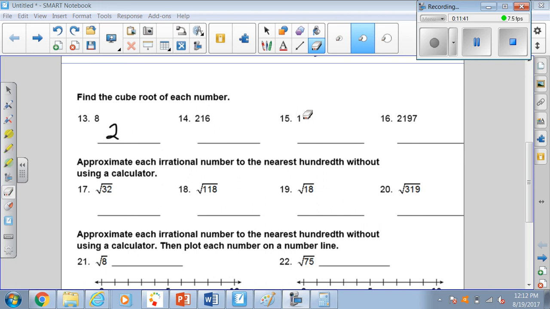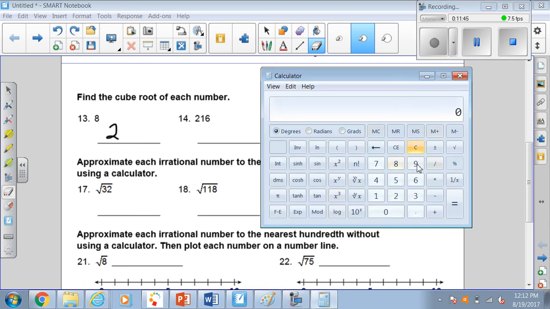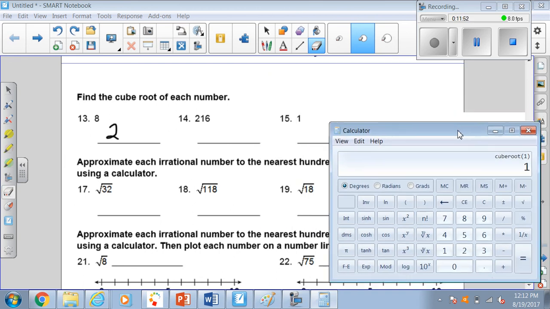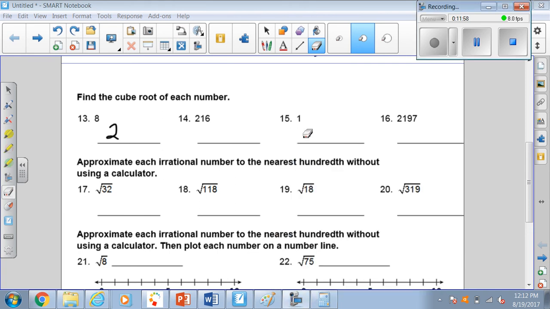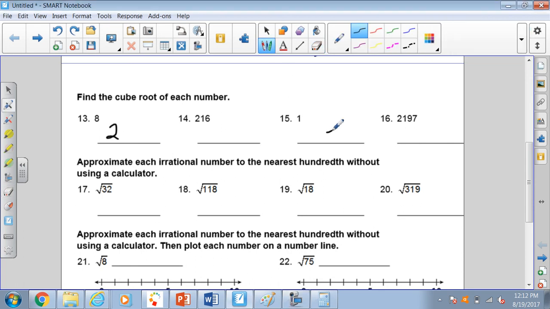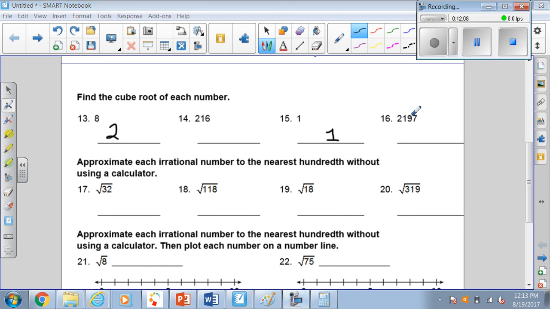The next one is 1. So I could come over here and I could put 1 cubed, and look at that, 1. And why is that? Because 1 times 1 equals 1, and 1 times 1 equals 1 again. So our answer to number 15 is simply 1. Okay? But you should be able to use those same principles with your other numbers to get the same answers.